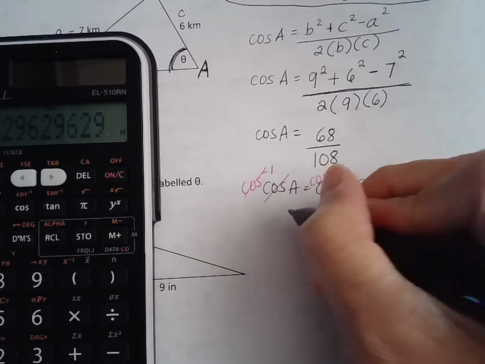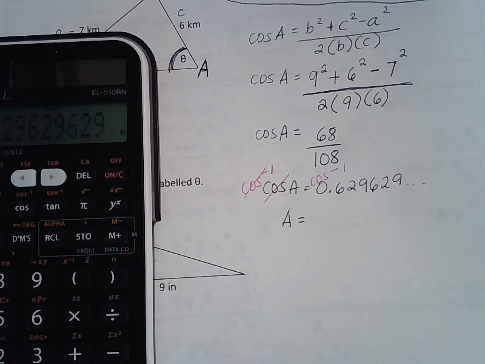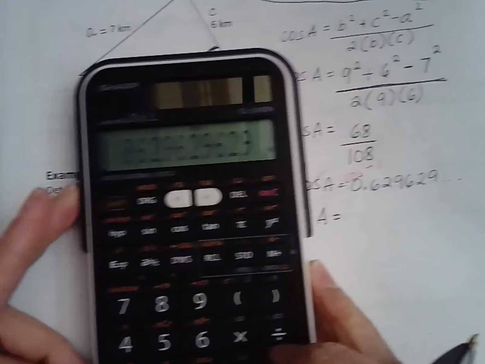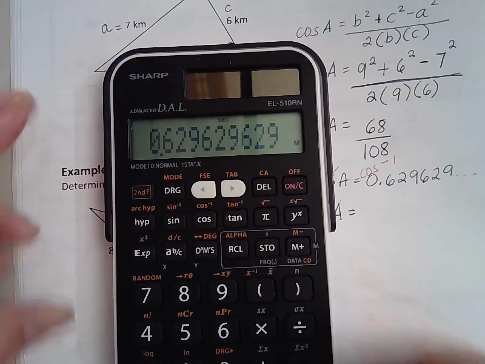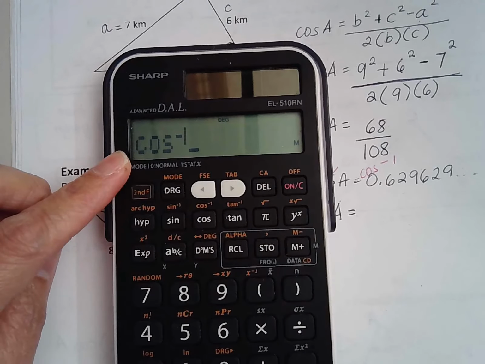So A is equal to whatever the cos inverse of this number is. So let's do that. Find the cos inverse of that. Answer.